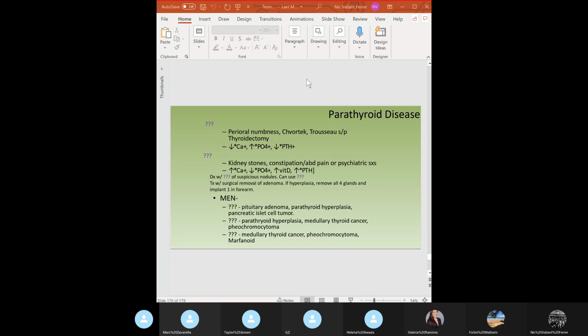How about Trousseau sign? For OSCE, how are we going to elicit a Trousseau sign? That's with the blood pressure cuff, and as you pump it, I guess the hand cramps up or curls towards you or the patient. Okay, so you have carpopedal spasm. You can see the hands having spasms. Why?